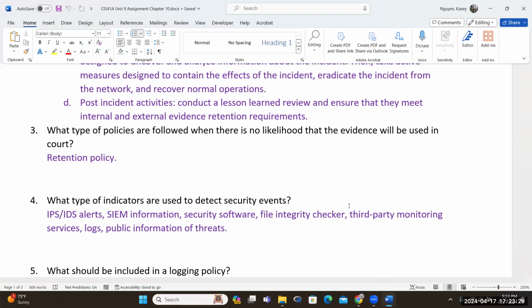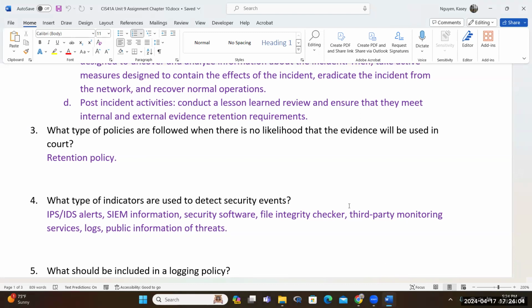Then we have a third party monitoring service. Some companies would pay an organization like Palo Alto or a security organization to monitor. Or in the case of cloud infrastructure, AWS, Azure, those types of environments would have a third party monitoring service. And of course, logs: system logs, event logs. Logs are critical.